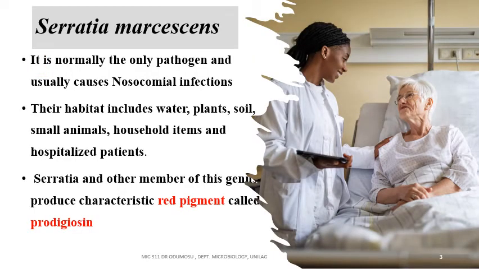So, Serratia marcescens is the pathogen that is usually associated with nosocomial infection. I believe we all know what nosocomial infection is. These are hospital-acquired infections that occur 2 or 3 days after a patient has been admitted to the hospital. They come with a different type of disease, not what the patient came in with. Their normal habitats include water, plants, soil, animals, household items, hospitalized patients, virtually everywhere. And like I said, they produce a red pigment called prodigiosin.